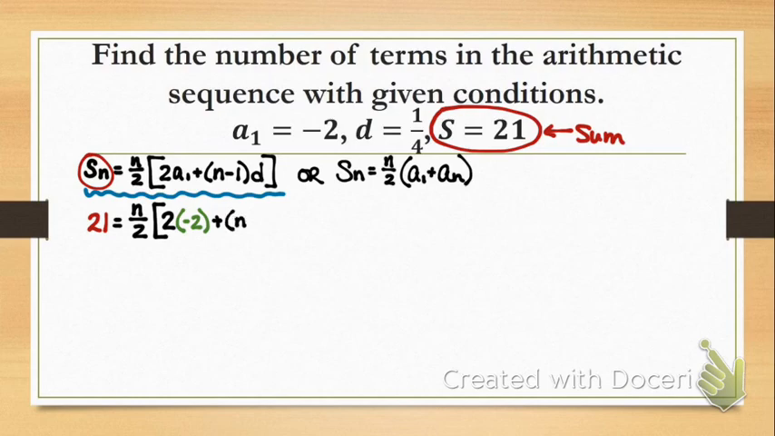Plus, can I do a substitution there, or do I have to leave that as n minus 1? I have to leave it as n minus 1. And can we do a substitution in the place of d? 1/4. All right, where can I go from here?